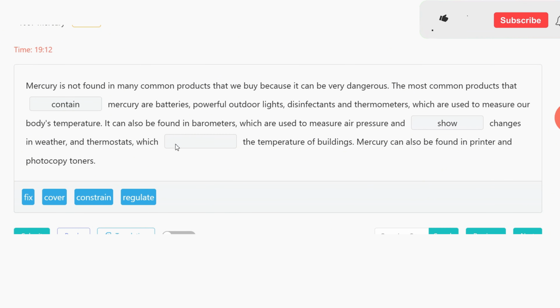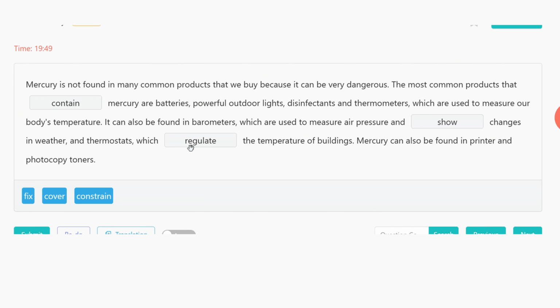Okay, let's move to the third blank: and thermostats which dash the temperature of buildings. So the correct option here is regulate. Let's understand why we have selected regulate here. Regulate means to control or maintain something at a desired level. Grammatically, regulate is a verb, correctly describing how thermostats control indoor temperature. Makes sense. Why are these options incorrect?